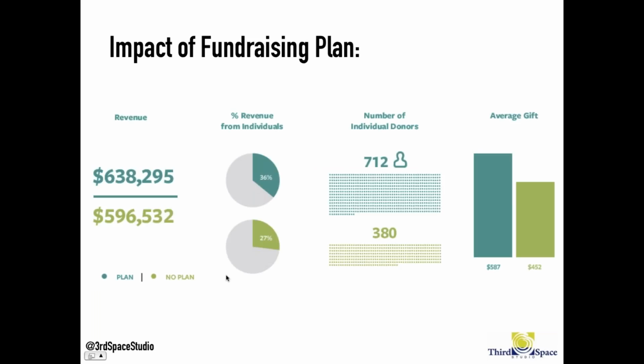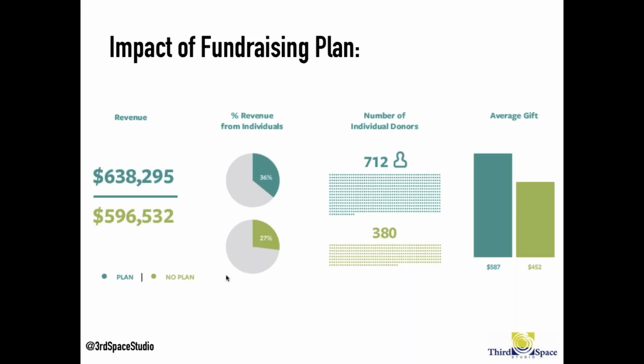So on the top here is if you have a plan. On the bottom is if you have no plan. So the blue is plan, the green is no plan. So that first column is revenue. So we saw that organizations are about the same size, whether they have a plan or don't have a plan. I thought maybe bigger organizations were more likely to have a plan. That seems to be slightly true.